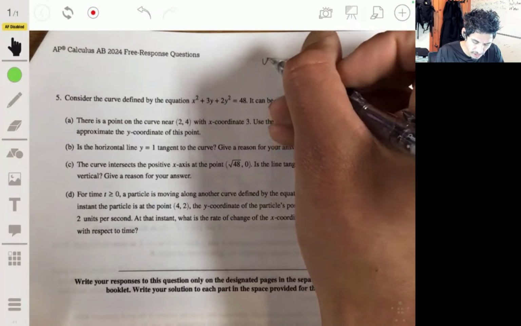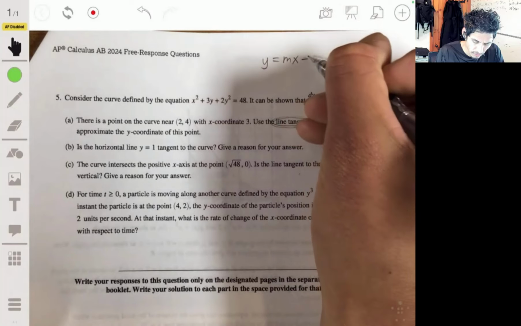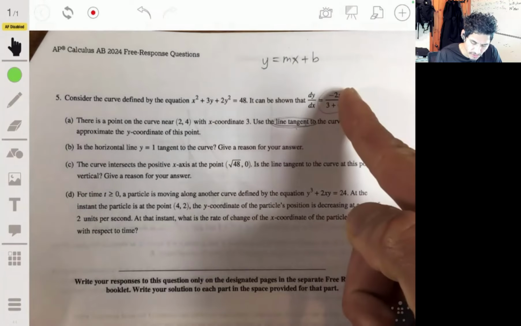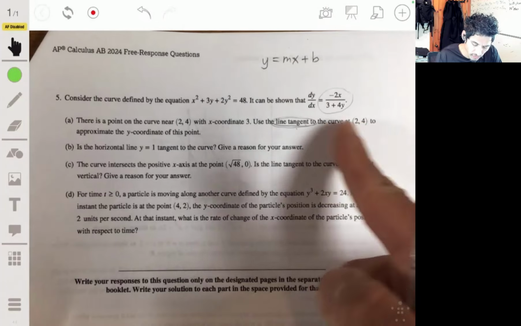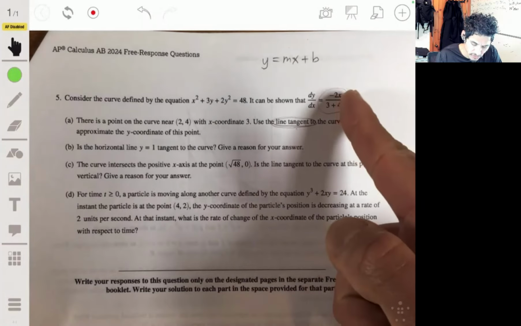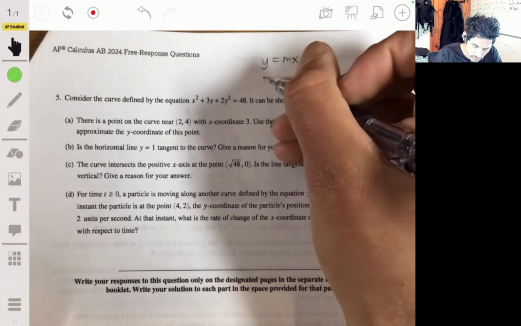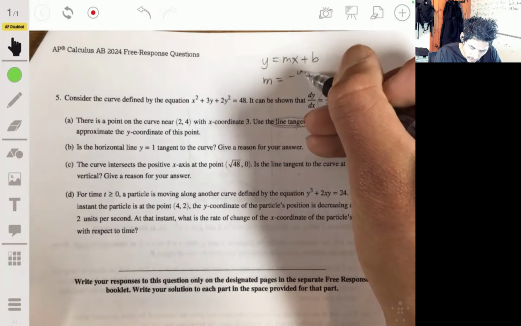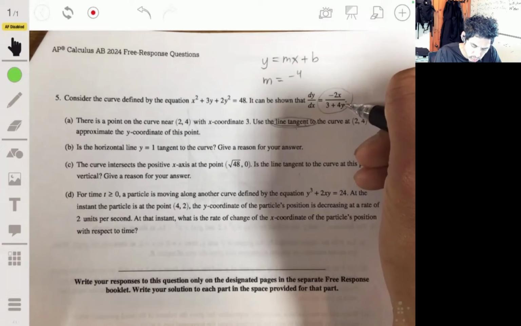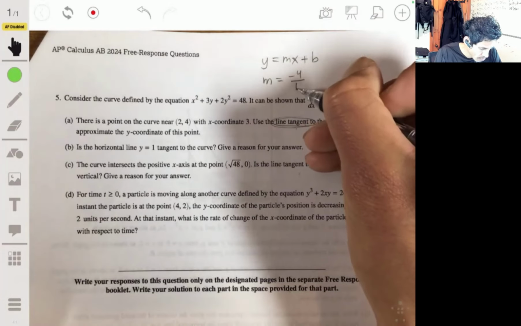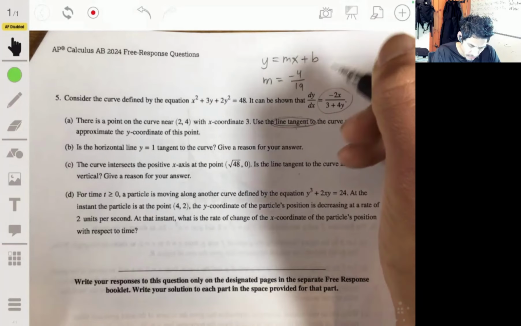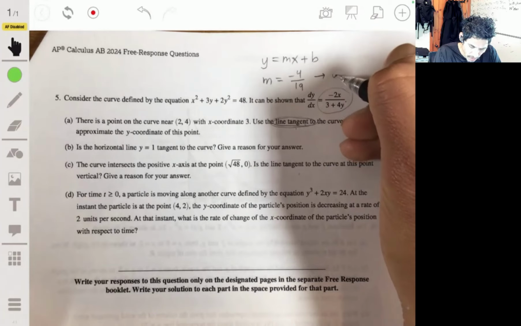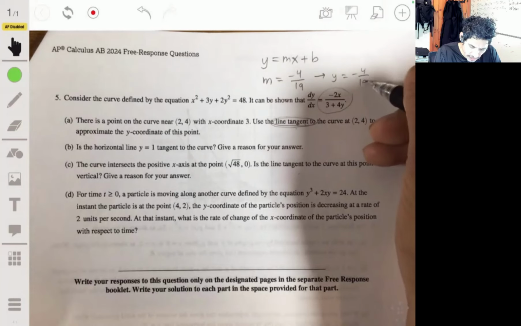So again, we're finding an equation of y equals mx plus b. The m is going to be the derivative when you plug in (2, 4). So we plug (2, 4) into here. We'll get negative 4 over 19. Okay, so m is negative 4 over 19. So far then we have y equals negative 4/19 x plus b.